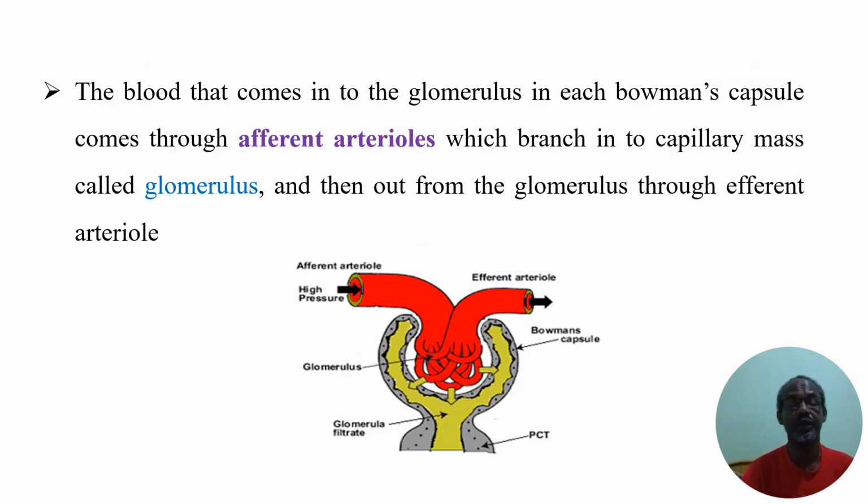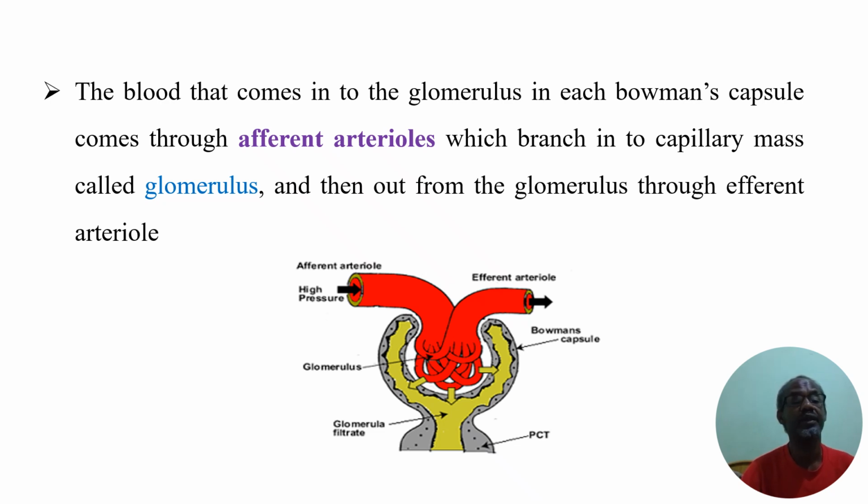Here you can see the Bowman's capsule, and one arteriole bringing blood into the network of capillaries known as the glomerulus in the Bowman's capsule, and then a narrower arteriole taking blood away after it has been filtered by the pressure created inside. There are filtering layers under the glomerulus: two layers of cells and a basement membrane. These are the filtering units of the kidney.